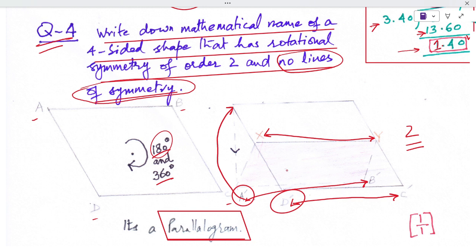Similarly, in a parallelogram, there will be no line of symmetry. You can take any line, vertical or horizontal.